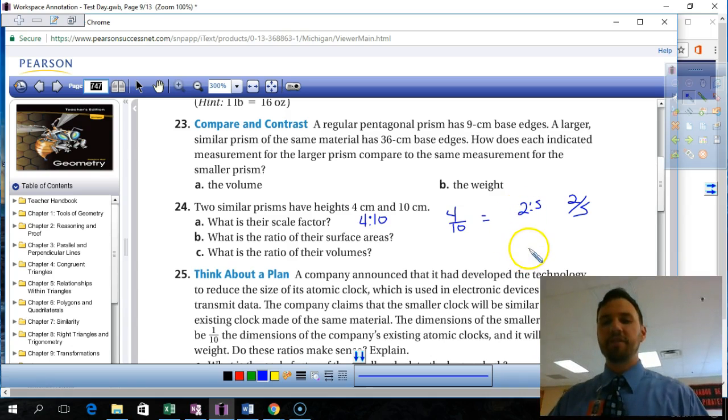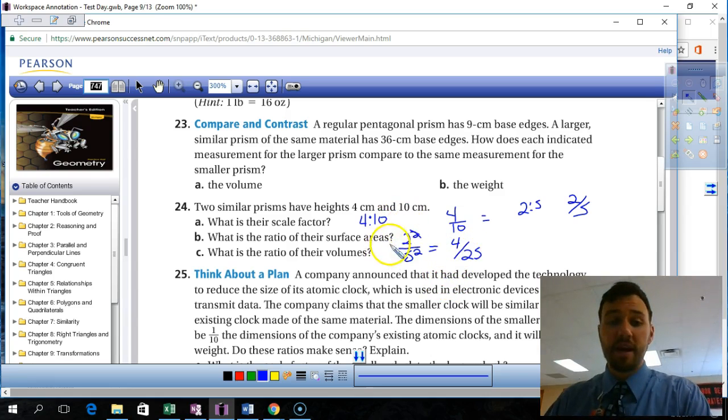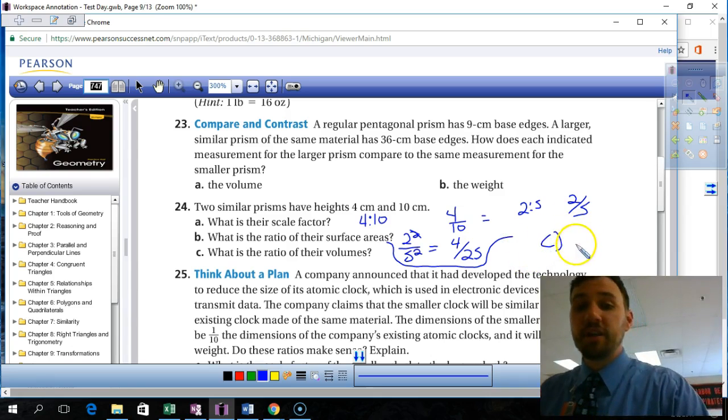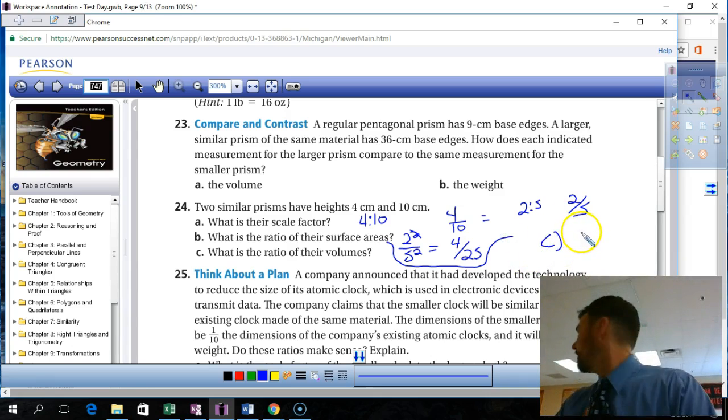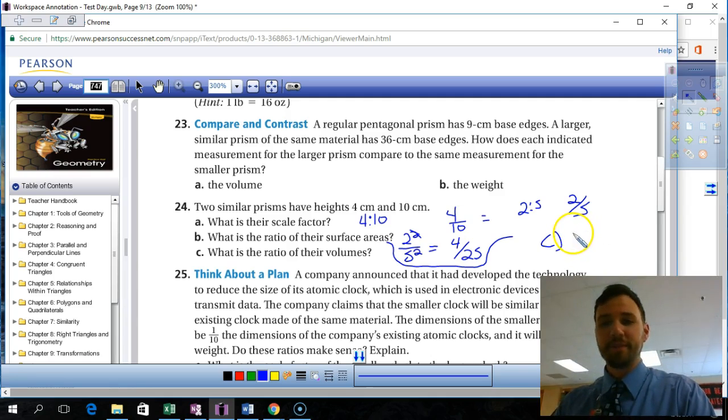Now, ratio of surface areas. Surface area is squared units, so I square both of them. So this becomes 2 squared over 5 squared, or 4 over 25. Now for volume, you cube all your units. So this becomes 2 cubed over 5 cubed, which is 8 over 125.